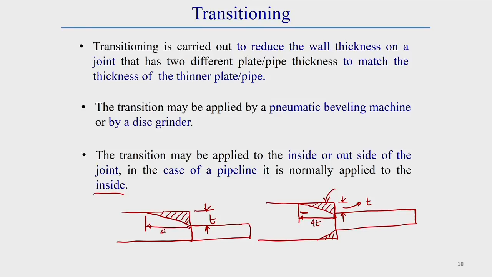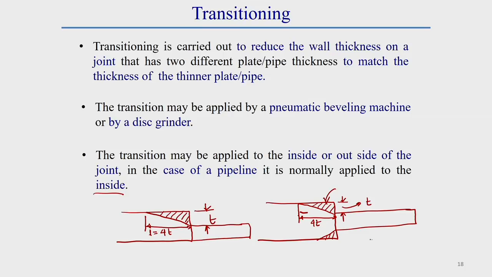This length should be at least 4 times the thickness of the material removal, 4 times the thickness to be reduced. Now here is another thing you can observe: why is this transitioning required? Transitioning is required to increase the fatigue life of a structure.